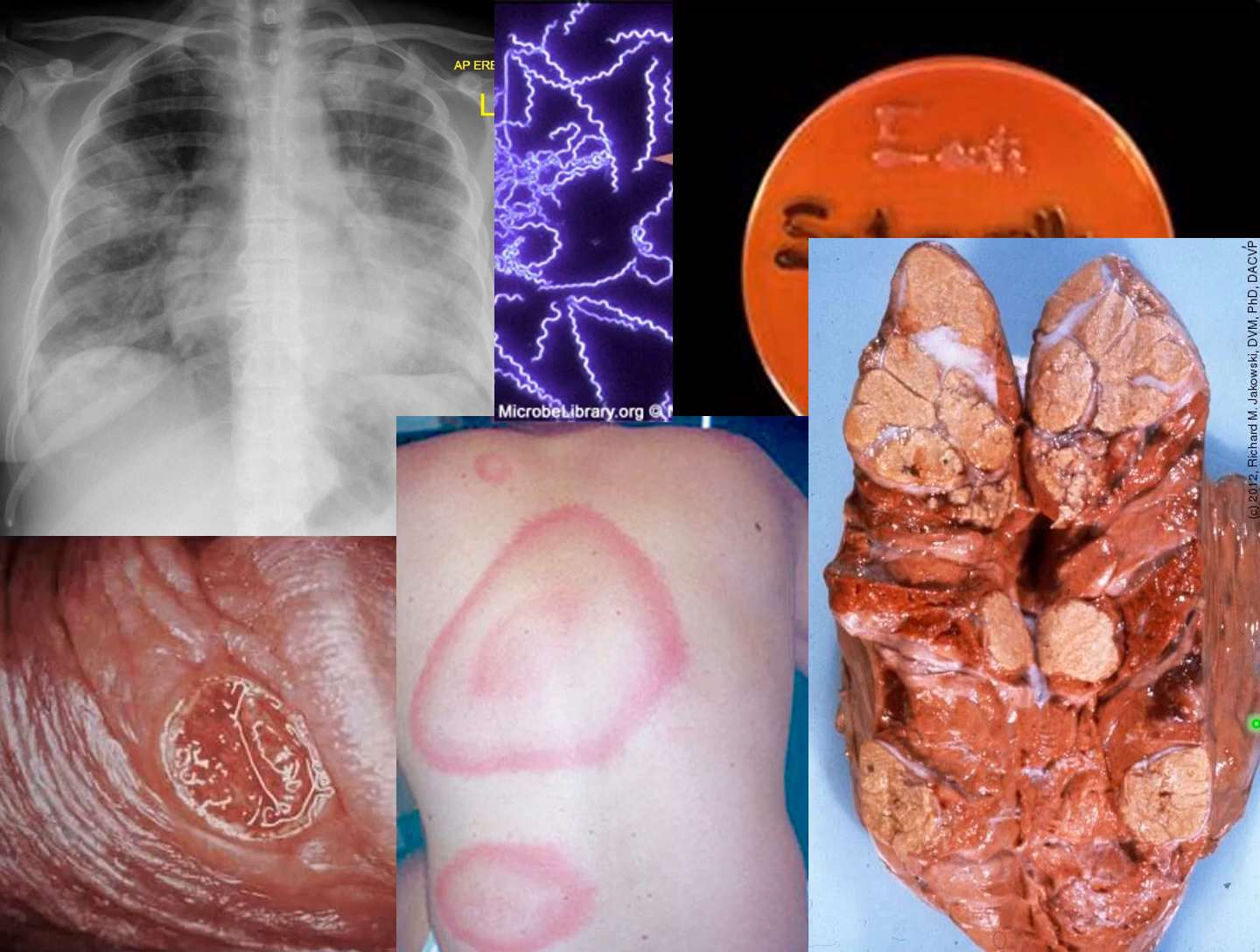These are lungs that have tuberculosis granulomas. Tuberculosis causes a chronic inflammation, and so these areas right in here are actually granulomas, and we'll see tuberculosis actually growing inside macrophages within these granulomatous lesions.